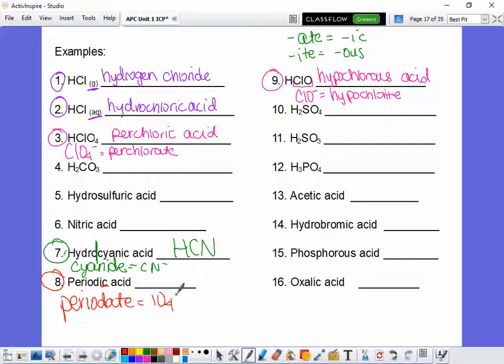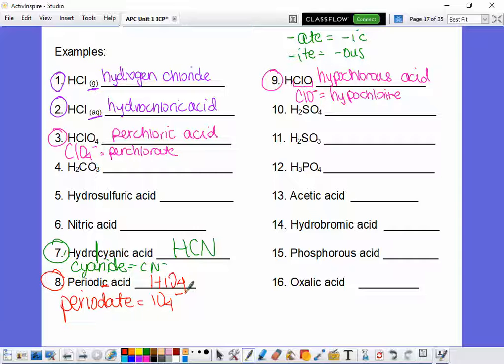What's the charge? Negative. IO4 minus. It's just like perchlorate, but it's iodine instead of chlorine. Okay? They're in the same type of polyatomic ion. So what is the acid formula? HIO4. The 4 is part of the polyatomic ion. You can't move that.